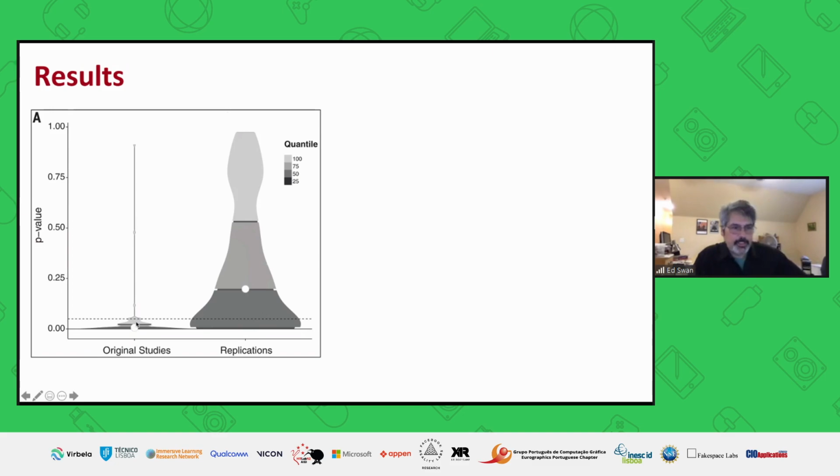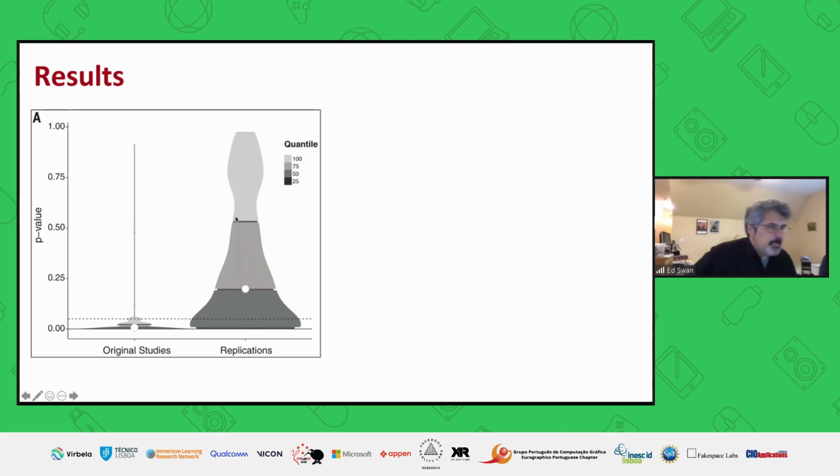So for the original studies, you can see that the p-values were very low. All of the reported p-values were less than 0.05, except for 4. Those 4, indicated by the small shape here above the dotted line, had p of less than 0.06, but that result was treated as significant in the paper. And for the replications, as you can see, the median p-value was up here at about 0.2. And look at the range of p-values that the replications spanned.